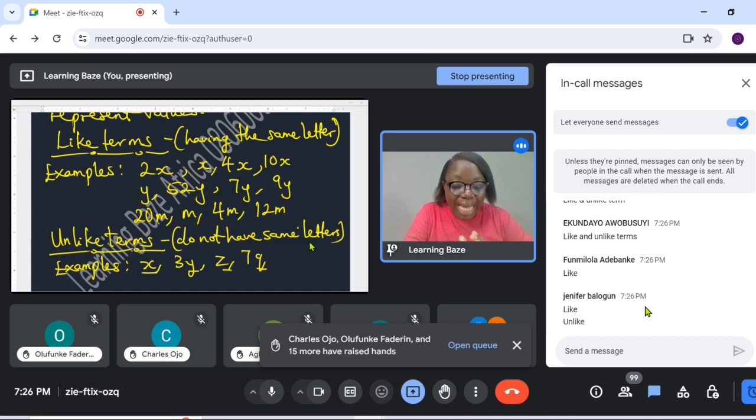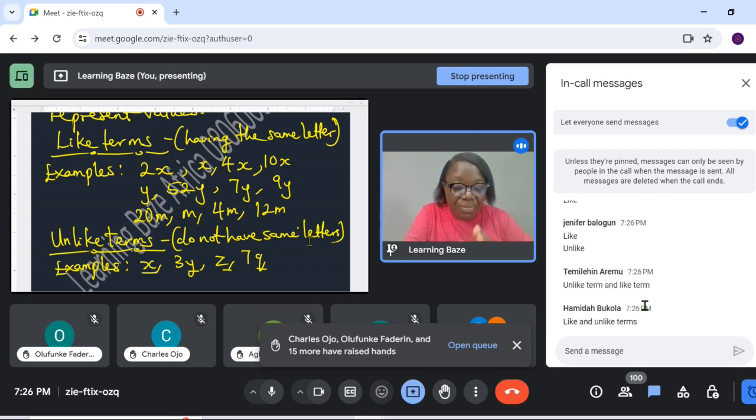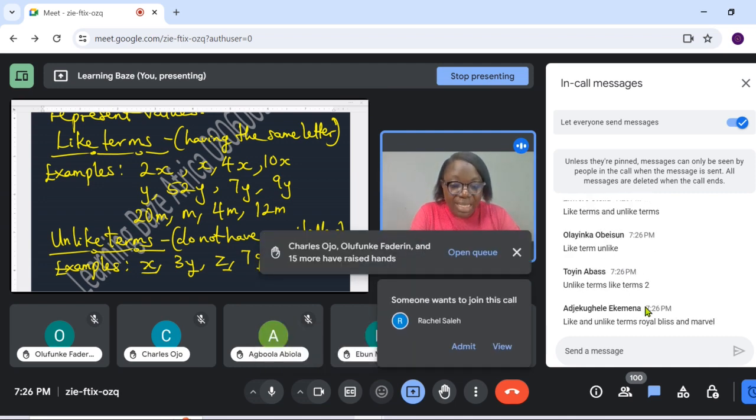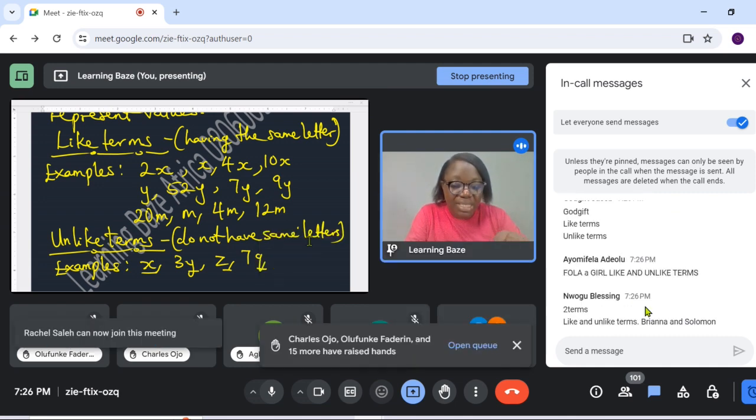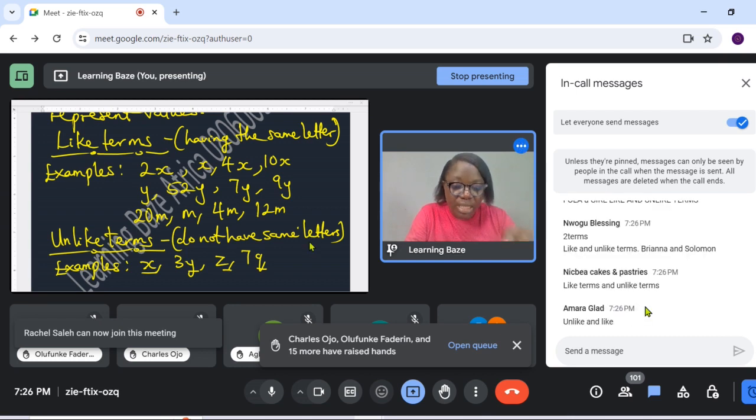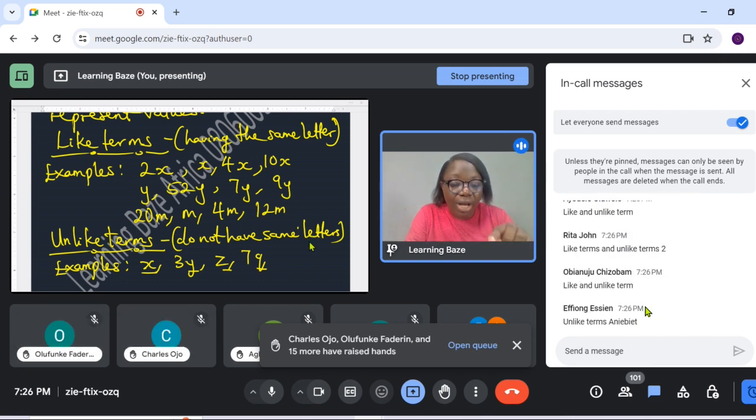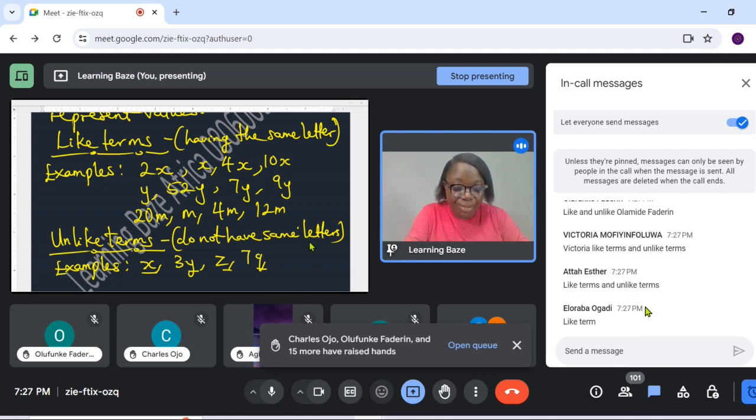If you don't know how to type, please click on the three dots on your device. In this live class, there are three dots beside the red call button. Click on the three dots and click on in-call messages. You will be able to type in the comment section. I hope that is clear.